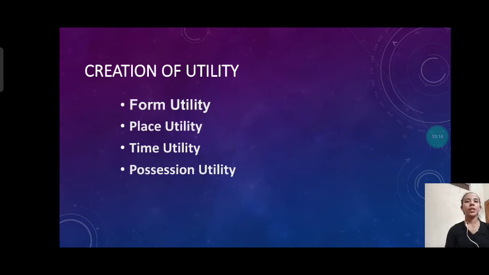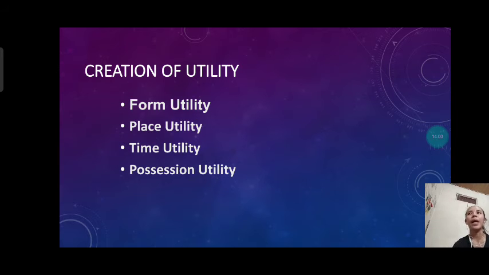Okay, next, let's proceed to the creation of utility. Marketing adds cost to the product, but at the same time, it adds utilities to the product. The following four types of utilities of the product are created by marketing, which are form utility, place utility, time utility. The last is position utility.